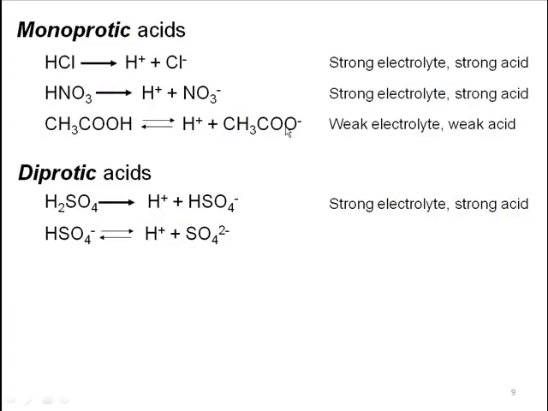You get sulfate ion. Okay, sulfuric acid, found in car batteries, is a very strong electrolyte and a strong acid because there are 2 protons that can leave.